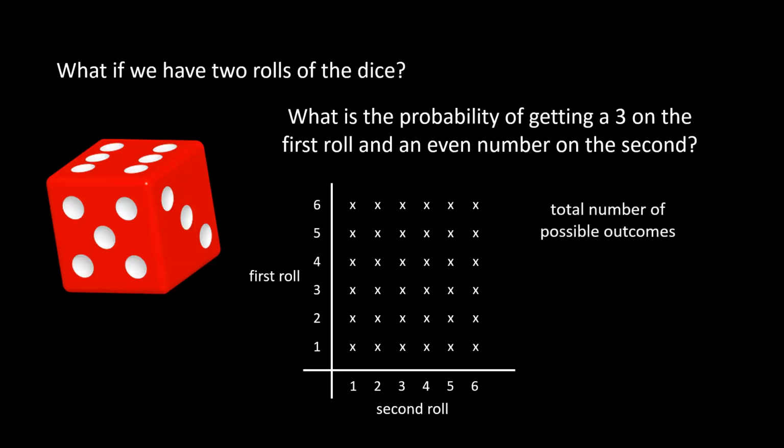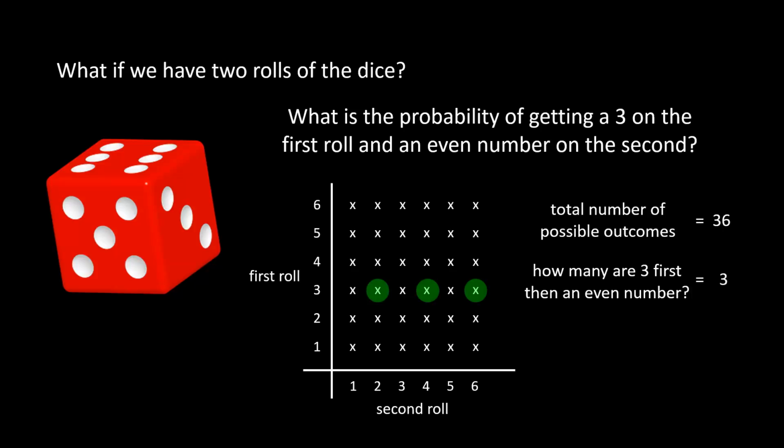So let's have a look. The total number of possible outcomes, well, if you count up all those X's, there'll be 36. Now, how many ways are there of getting 3 first and then an even number? Let's have a look. We'll put a green circle around them. And there's 3 of them. So we can say the probability of getting a 3 and an even number is 3/36.